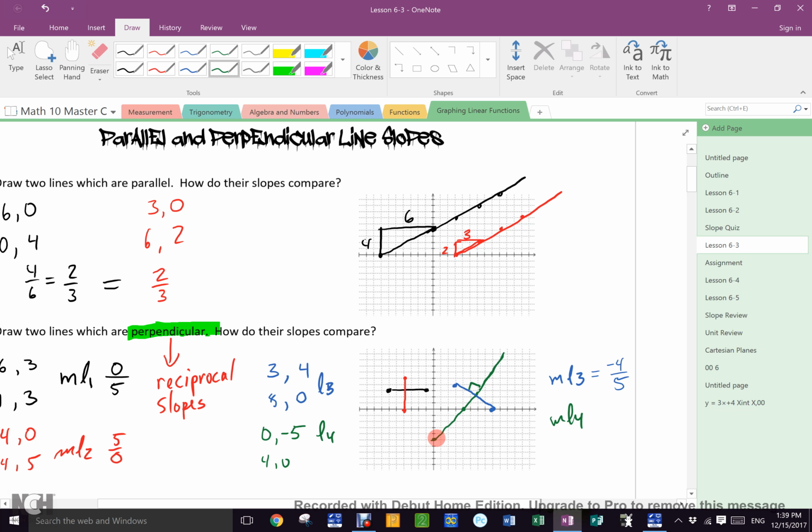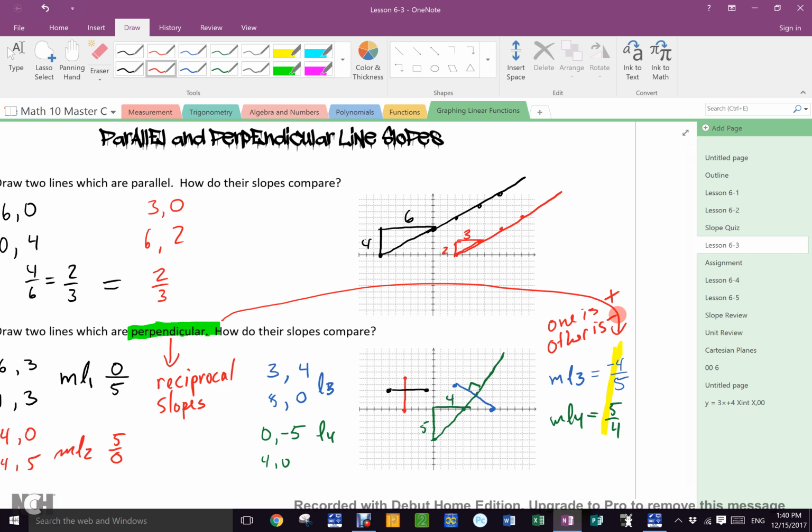Everyone cool? Okay. What's the slope of line 4? Check rise over run. From here I went up 5 and I ran 4, correct? Positive 5/4. Now, what do you notice? We already knew they'd have to reciprocate, but what else happened? One is negative. So not only are there reciprocal slopes, one is positive and the other is negative. Does everybody see? So if you know a slope, for the perpendicular line, you would flip the slope and change the sign.